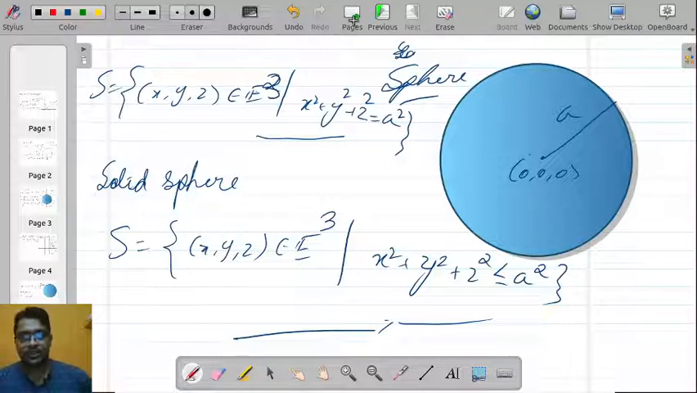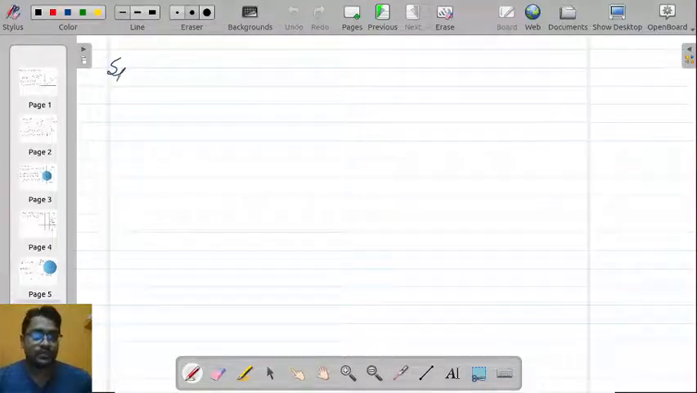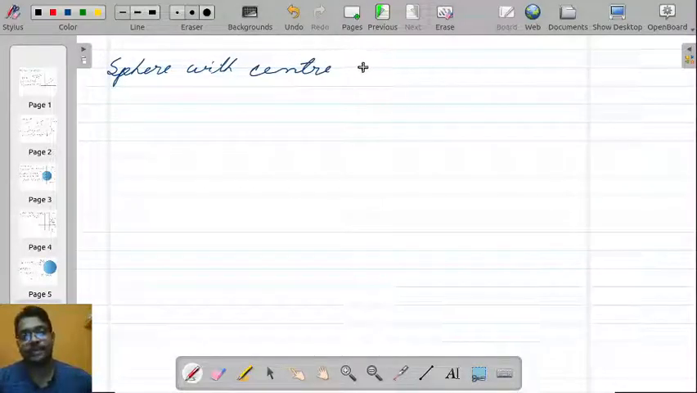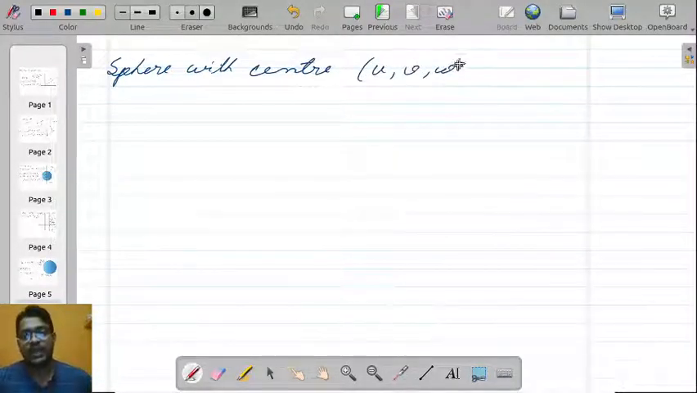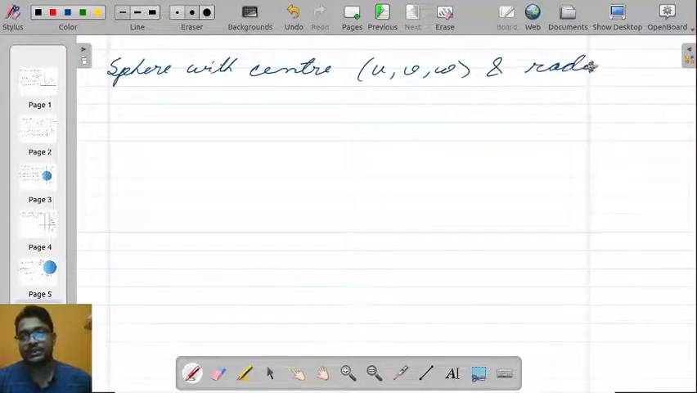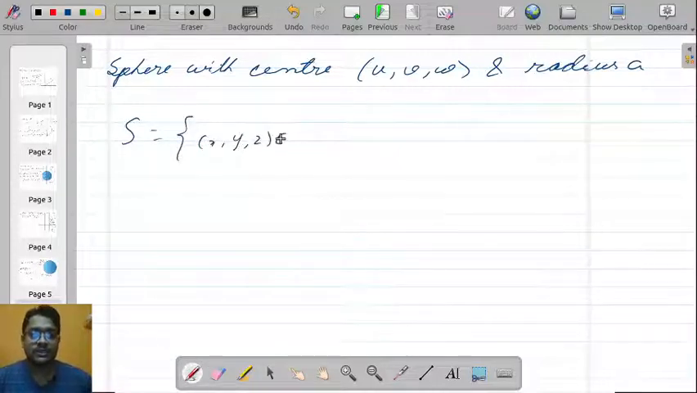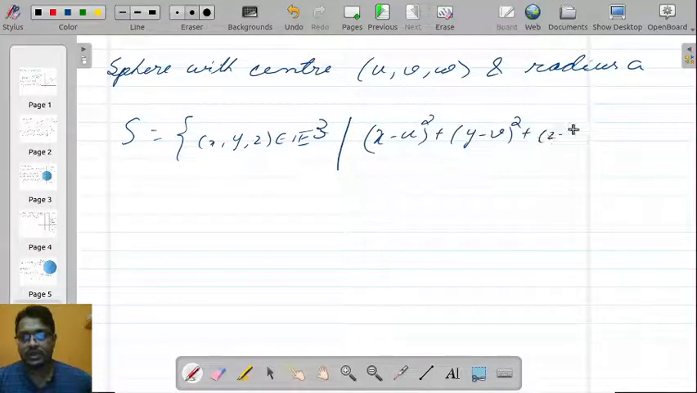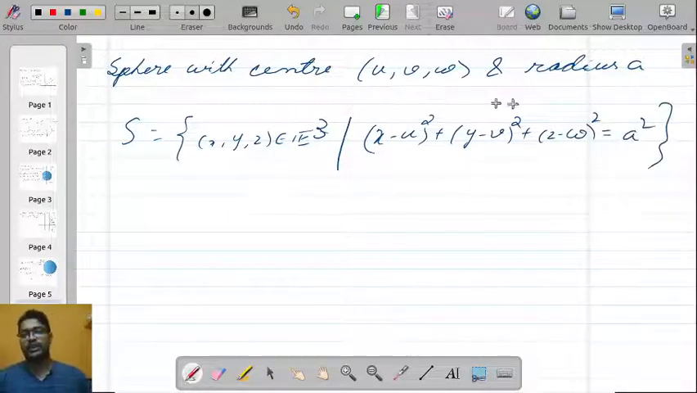Similarly, if we have a sphere with center (u, v, w) and radius a, how do I write it? We will write it this way: the set of all those (x, y, z) in E cubed that satisfy (x minus u) whole squared plus (y minus v) whole squared plus (z minus w) whole squared equal to a squared. Okay, sphere with center (u, v, w) and radius a.